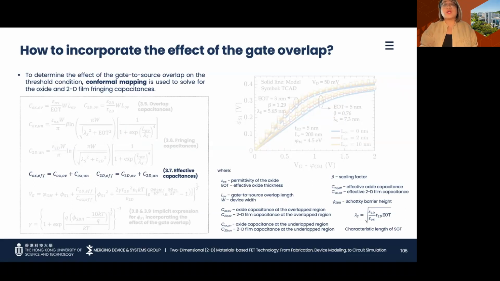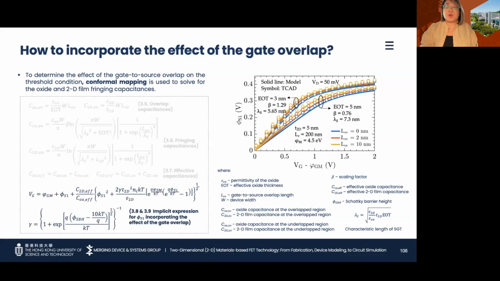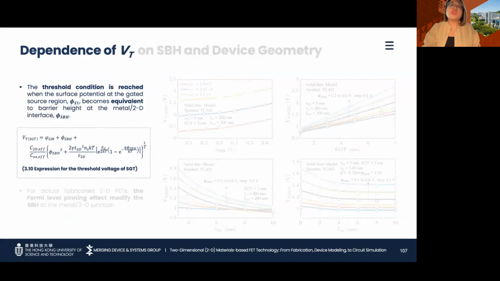Using straightforward derivation, the implicit expression for phi-S1 is then modified to incorporate the effect of the gate overlap, and a close matching between the model and simulations is achieved. So now that phi-S1 is captured and the effect of the gate overlap is incorporated, a closed-form solution for the threshold voltage for 2D FETs with a doped body and gated source can be expressed as follows. And this is again based on the criterion that VT is achieved when phi-S1 becomes equivalent to the barrier height at the metal 2D interface, which we call here phi-SBH.